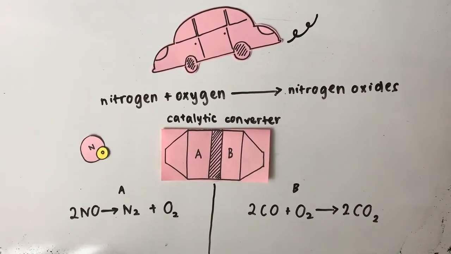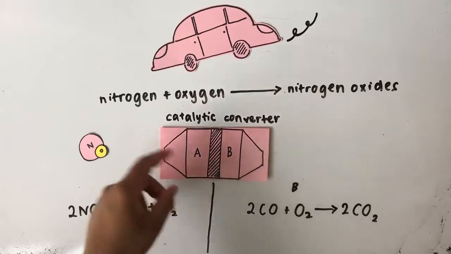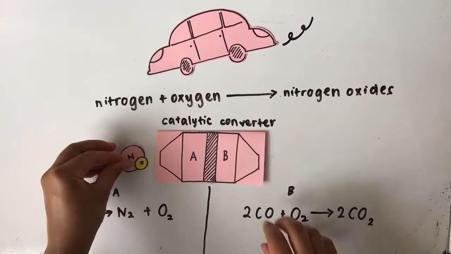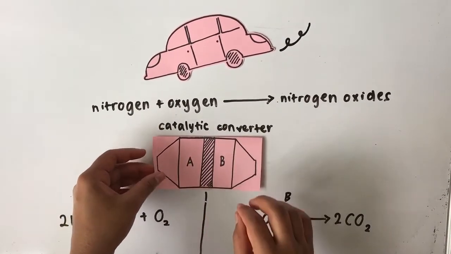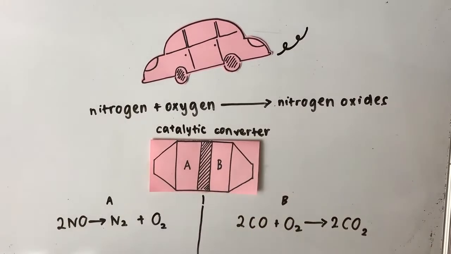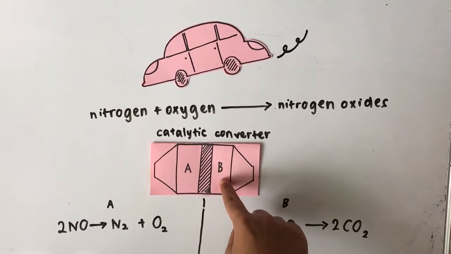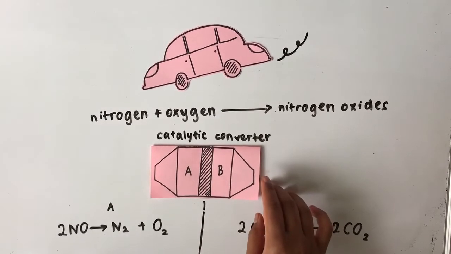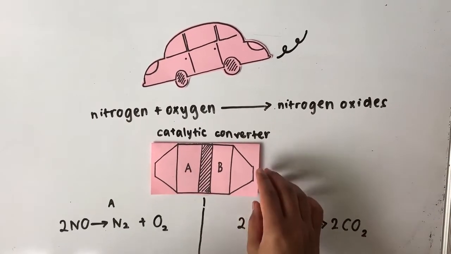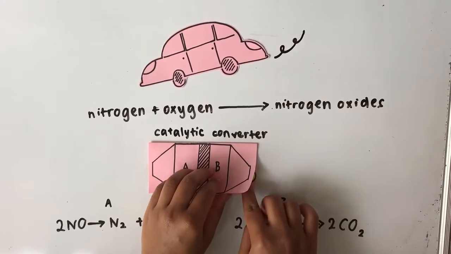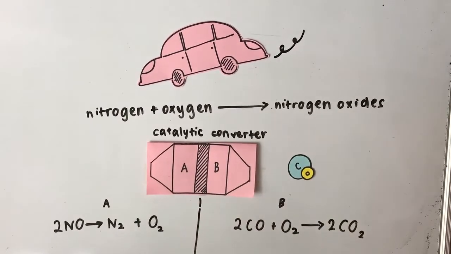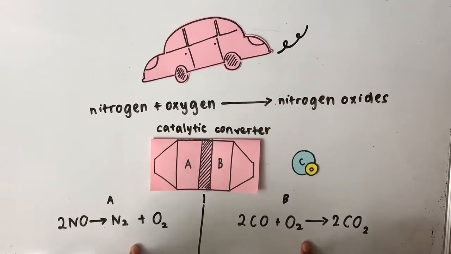So how this works is, in the A section, the nitrogen dioxide is reduced. So it goes into the catalytic converter. It is reduced and the products flow to the B section. In B, the oxygen from A then oxidizes other harmful gases. For example, carbon monoxide is oxidized and carbon dioxide is formed. So you can see these two equations here.